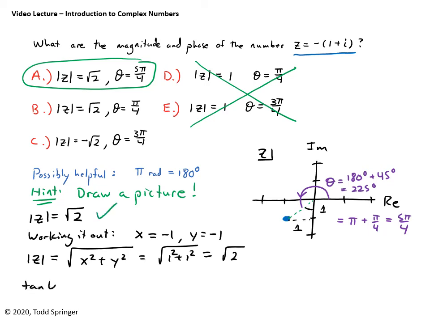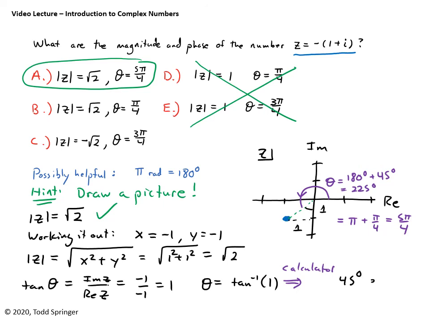And then what if I did this? Tangent theta is the imaginary part of z over the real part of z. That would be tangent theta equal to minus 1 divided by minus 1, which is 1. So theta would be equal to the inverse tangent of 1. And if you plug this in your calculator, unless you have a very smart calculator, it will probably give you 45 degrees, which is pi over 4. And this should puzzle you, because from the picture, we found that theta was 5 pi over 4.